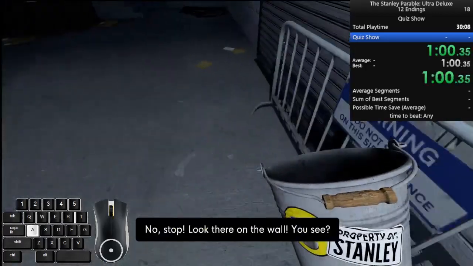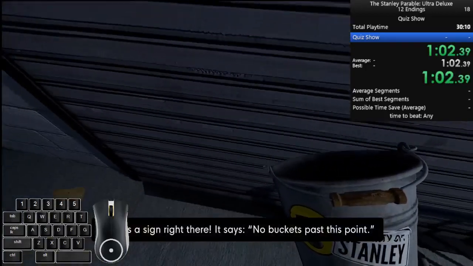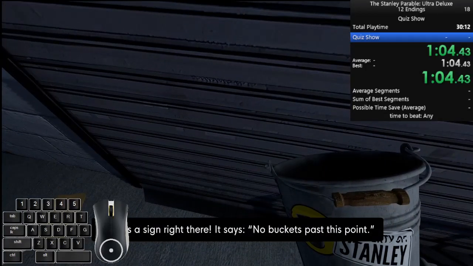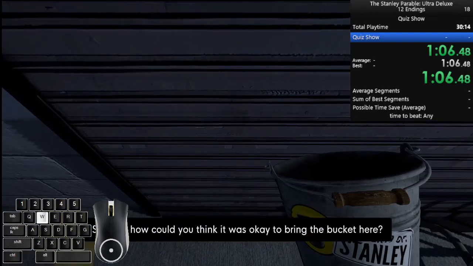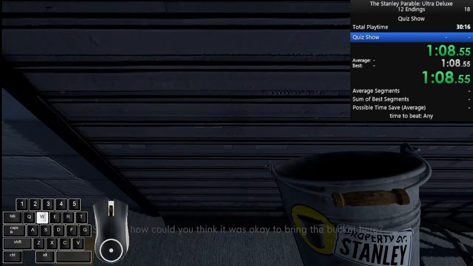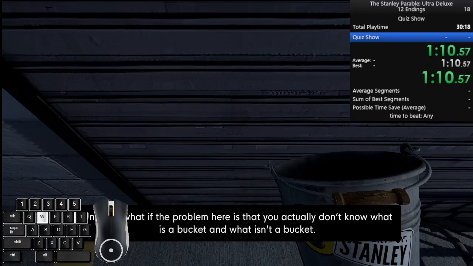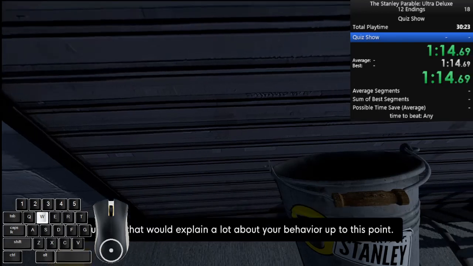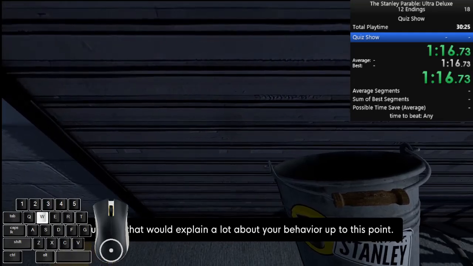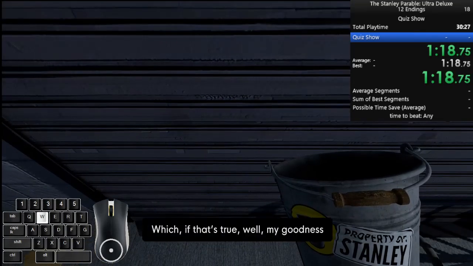No, stop. Look there on the wall. You see, there's a sign right there. It says, "No buckets past this point." Stanley, how could you think it was okay to bring the bucket here? Unless, what if the problem is that you actually don't know what is a bucket and what isn't a bucket? I suppose that would explain a lot about your behavior up to this point. Which, if that's true, well, my goodness, I think we have to do something about it.